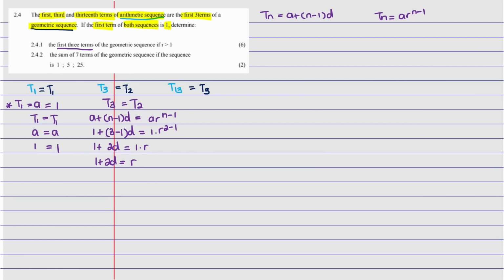So what I'm going to do is make d the subject of the formula so that I can use it here at T13.